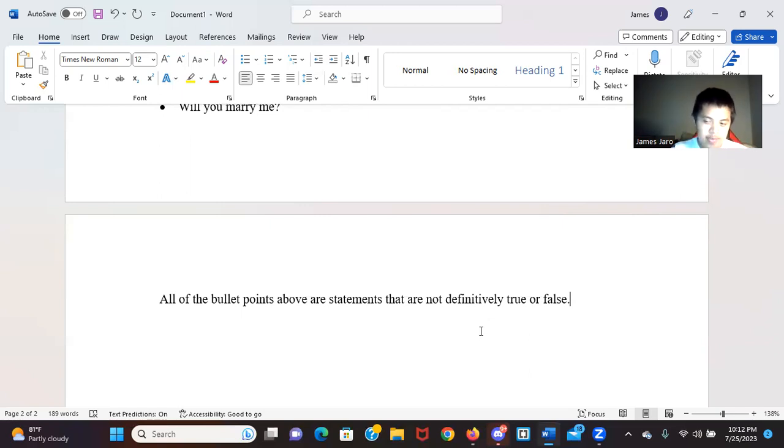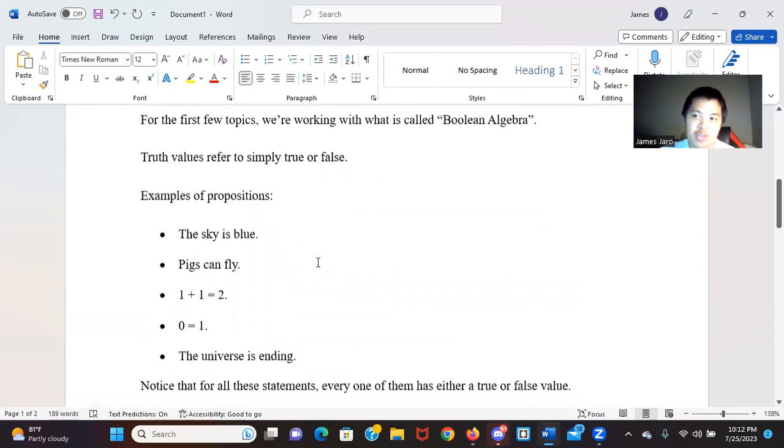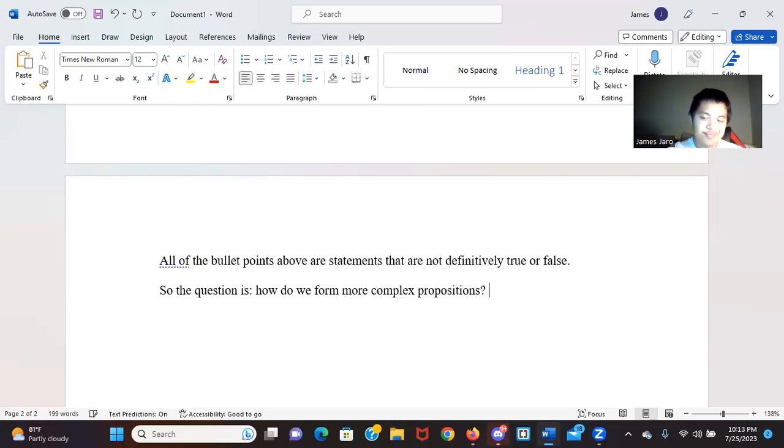So now we know how to say simple propositions. It's basically saying statements that have some sort of truth value. But we are not limited to simple propositions, especially in the real world. We say a lot more complex sentences, especially in English. So the question is simple: how do we form more complex statements or complex propositions?